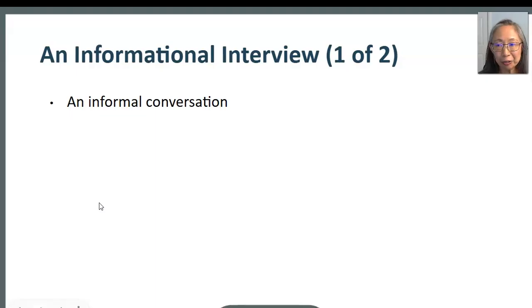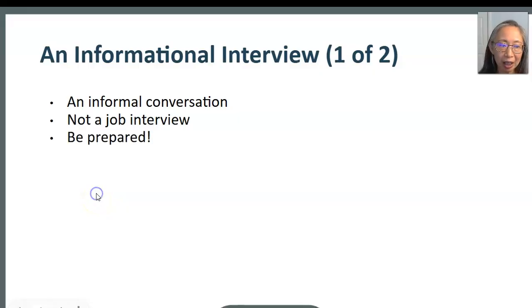First, an informational interview, even though it has the word interview in it, is more of an informal conversation. It's a conversation about connecting with another person and asking questions. This is not a job interview, and you do not want to be asking for a job when you go on an informational interview. But you do want to be prepared.